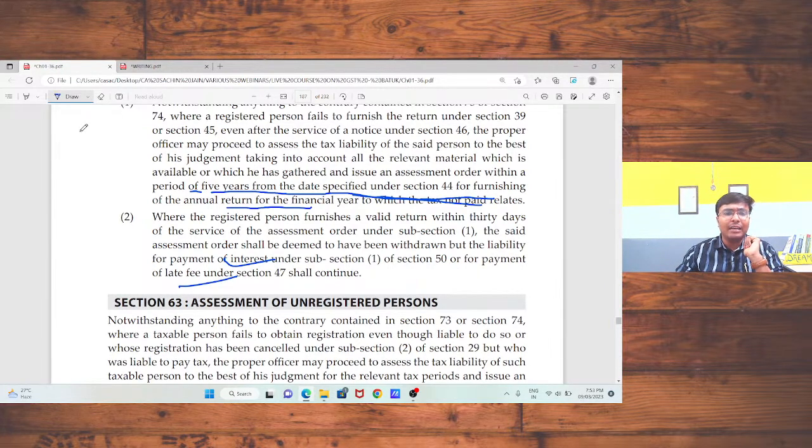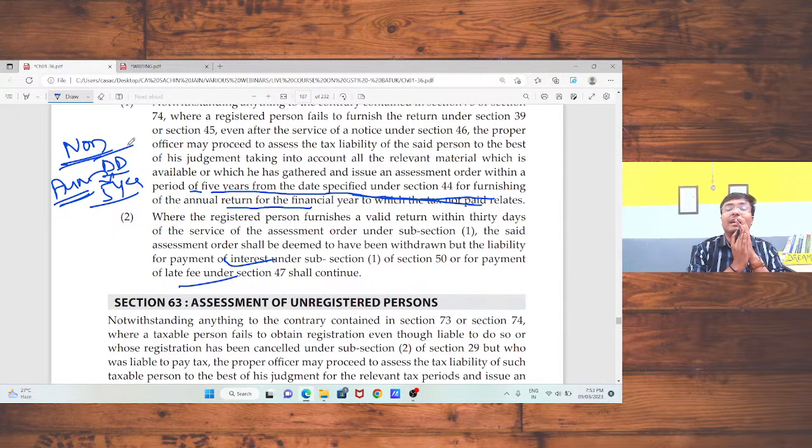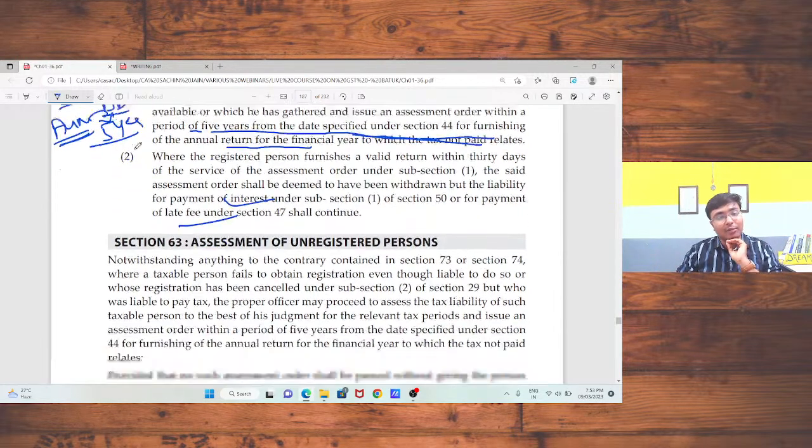So what is the timeline in which the department will do the assessment of non-return filers? So in that case your annual return की फाइलिंग की ड्यू डेट से 5 ईयर तक, एनुअल रिटर्न की ड्यू डेट से 5 ईयर तक का टाइमलाइन इनके पास में है. They have a timeline of 5 years from the due date of your annual return to do your assessment as a non-return filer. Is that okay sir?